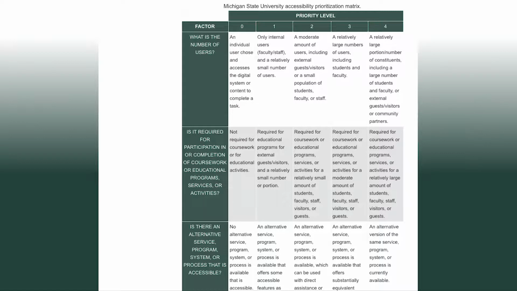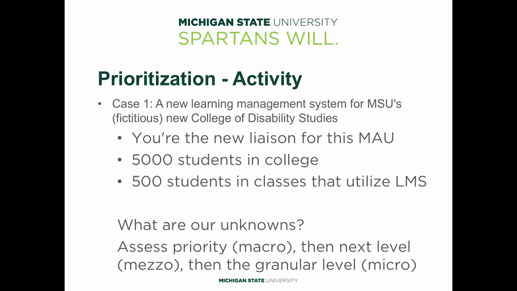All right, we apparently are creating a new college for disability studies, and they're deciding on a new learning management system to use and deploy. And you are the new liaison for this MAU. This might sound like a familiar process since you guys are all liaisons for your MAUs. And there are 5,000 students in this college and 500 students in classes that utilize that LMS.